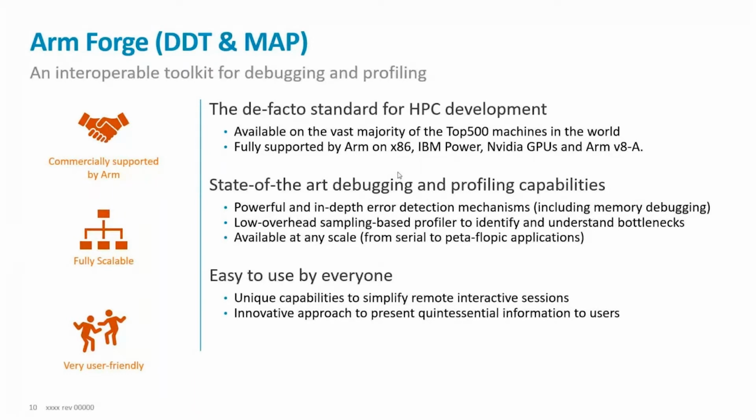MAP, on the other hand, is a low overhead profiler with a very small footprint, as it is taking samples from the execution, and it shows you visualized performance data, such as which lines of code took the most amount of time, or are compute intensive or memory intensive. And like I said, graphical. So both these tools are designed with an intuitive interface, easy to use for everyone.